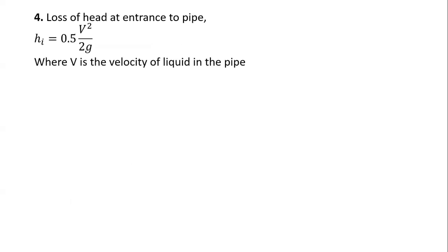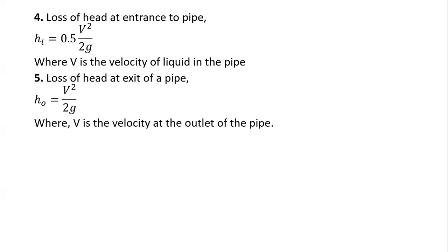Then loss of head at entrance to the pipe. At the entrance to the pipe, sometimes you see leakages, sometimes you see a lot of things, so there's always some loss associated with that. It's given by 0.5 times V squared over 2g. Then loss of head at exit of the pipe, where the pipe is coming out, because the jet or the liquid will try to enlarge, or be free, as a result of coming out of that confinement in a pipe. The loss as a result of that is simply V squared over 2g.